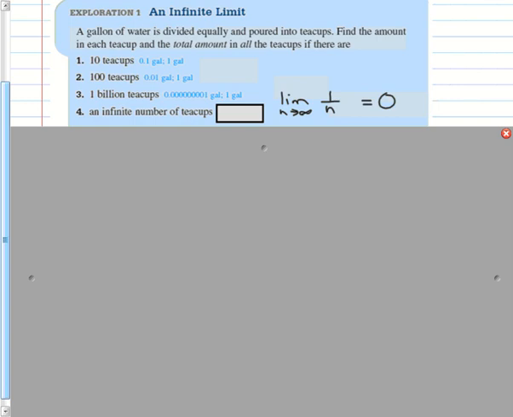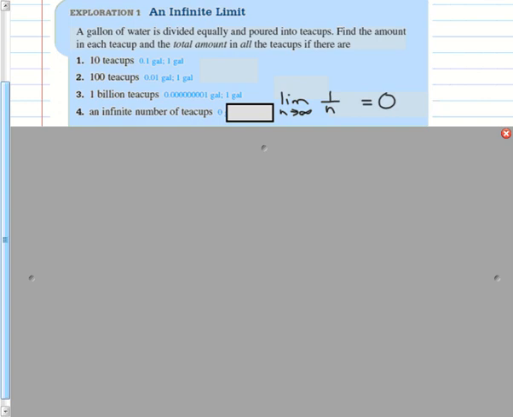Is it semi-believable, at least, maybe even believable, that if I have an infinite number of teacups, I'm going to have 0 in each teacup? That's the math idea. It's a little hard to wrap your mind around it, but could you understand how, okay, I see what they're saying? Because as I get more and more teacups, I'm getting smaller and smaller and smaller. What am I going to if I have an infinite? Remember, infinite's not a number I can count. It just keeps on going. If I have an infinite number, what have I gotten to? I've gotten to 0 in each teacup.